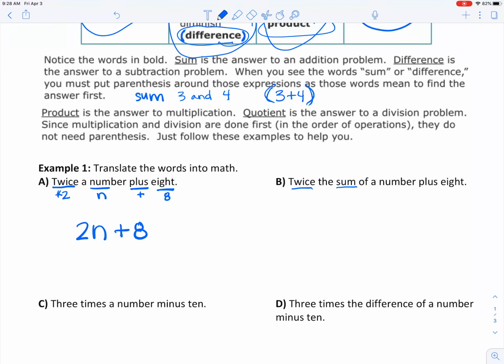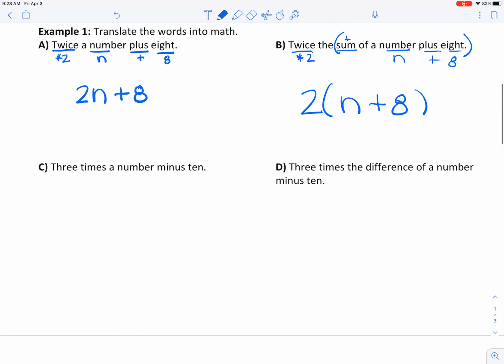Okay, letter B, twice the sum, so that tells me parentheses, of a number plus 8. Okay, so twice I know is multiplied by 2. The sum is addition of whatever we have here, so a number plus 8. Okay, so we have 2 times the sum of a number plus 8.